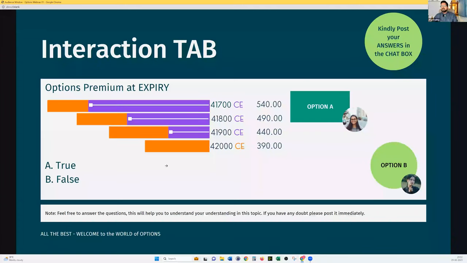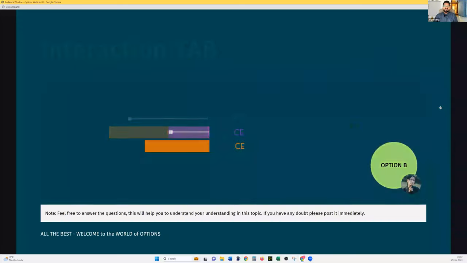It's going to be false, because at expiry we will not have any extrinsic value present. All we have is only the intrinsic value at expiry.